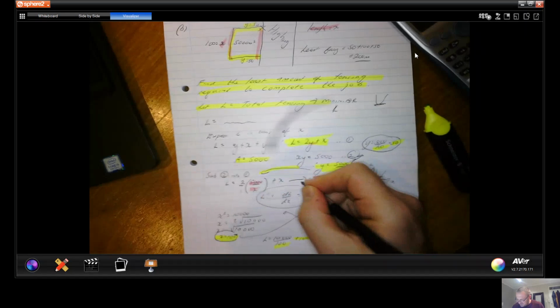I replaced y with 5,000 over x. So y was equal to 5,000 over x, and I got an equation, this is a mess, and L is equal to 10,000 over x plus x. So then I had an equation in terms of one variable.